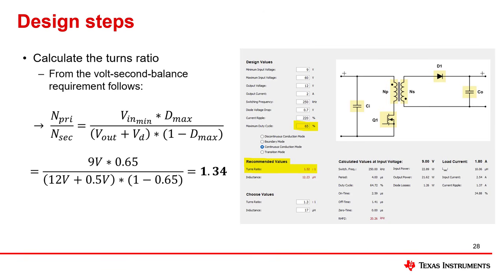From the volt-second balance requirement follows the maximum turns ratio primary to secondary to stay below the maximum duty cycle of 65%. In this case, it is 1.34. On the right side, you can see how this calculation is done in the Power Stage Designer. The design values are entered in the fields, and the Power Stage Designer will recommend the turns ratio for the transformer. Here, marked in yellow, it shows 1.32.